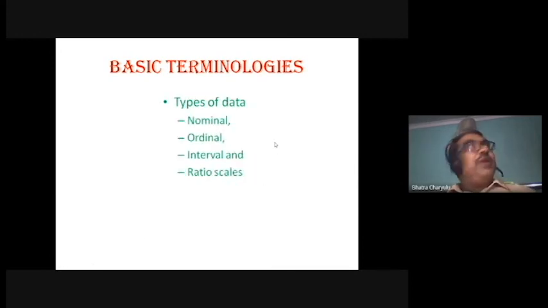Whenever you are collecting data, the data may be nominal scale, ordinal scale, interval scale or ratio scale. Nominal information means we divide the data based upon, for example, gender: male and female groups. There is no priority in the grouping. We are having only a particular name for each group.